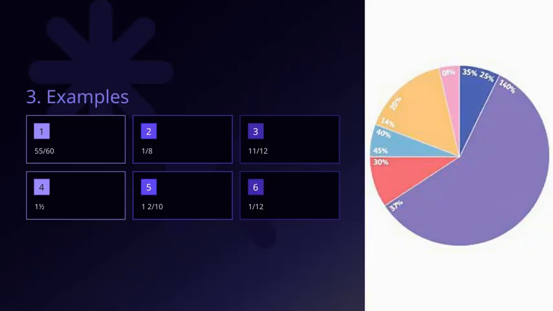Now, let's take a look at some practical examples of different types of numbers and fractions. Here, we have a variety of formats. For instance, we see simple fractions like 1/8 and 1/12, which are common in measurements or dividing things into parts. Then, there are mixed numbers like 1/2, which combine a whole number with a fraction, making it easier to understand quantities that are more than a whole but less than 2. We also have larger numbers with fractions, such as 55/60, which can be simplified or interpreted as a ratio or a percentage.